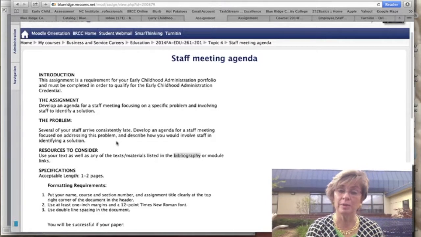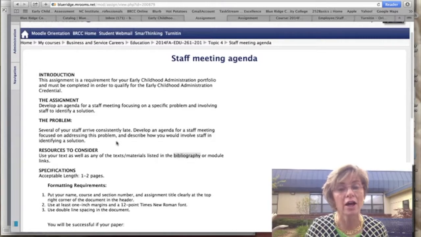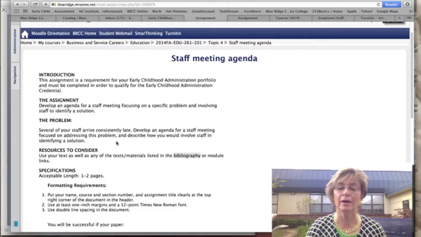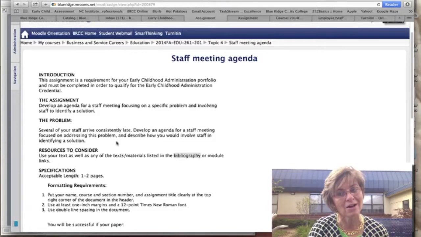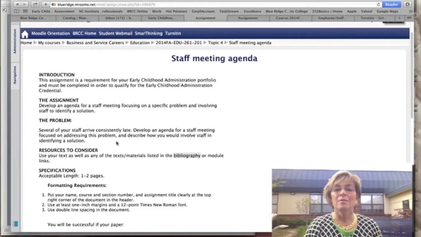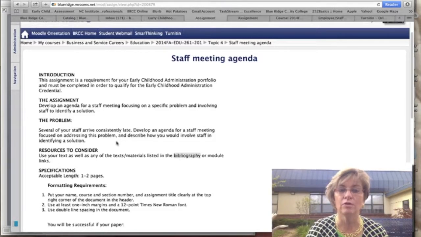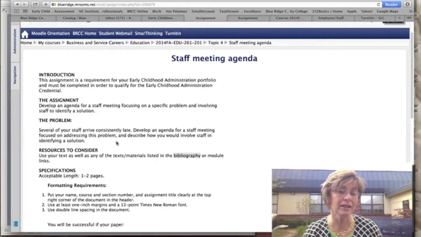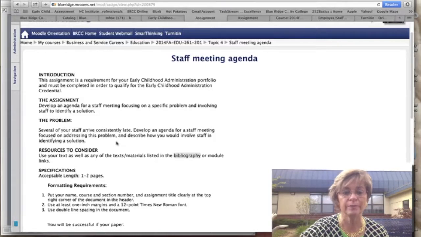So you're going to develop an agenda for a staff meeting, which may focus on a lot of other things, so you can have your agenda cover more than this problem, because obviously you want to cover other things than just a problem in a staff meeting. But you're going to develop your agenda, and one of the areas of focus should be addressing this problem. Describe how you will involve staff in identifying the solution.